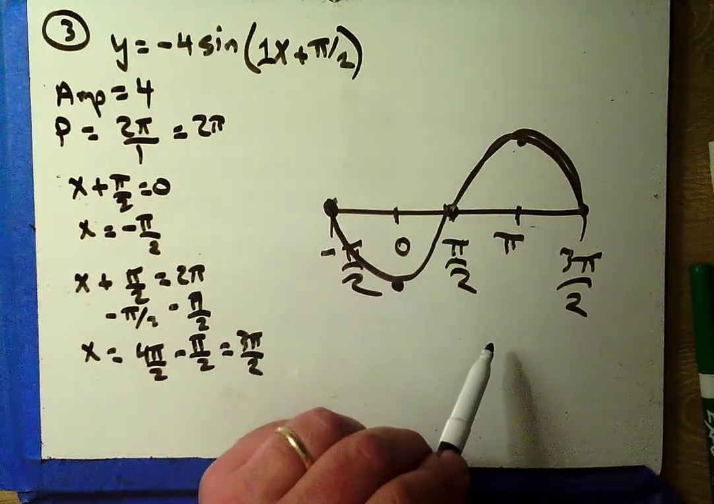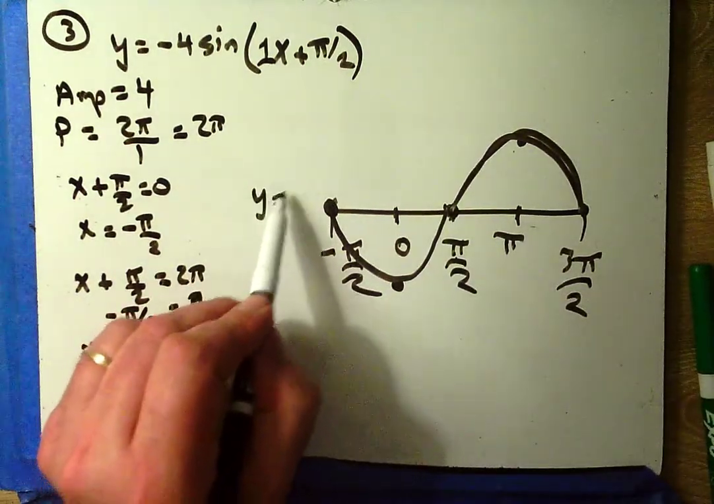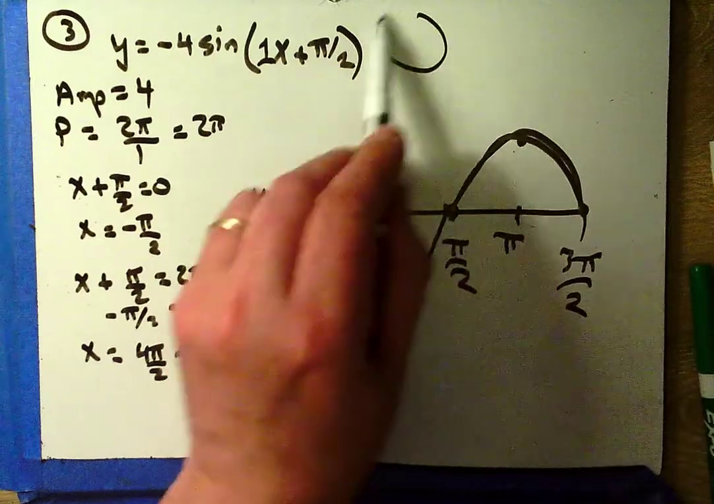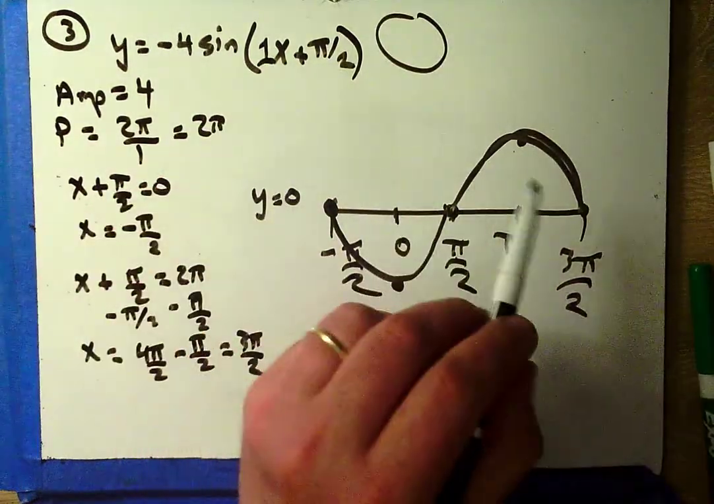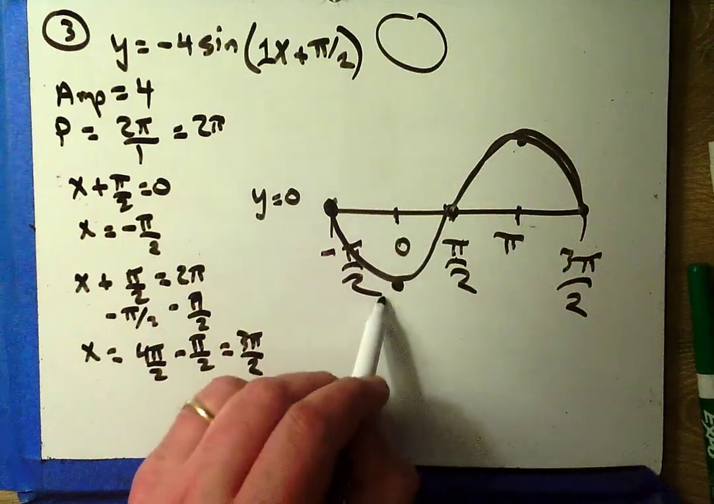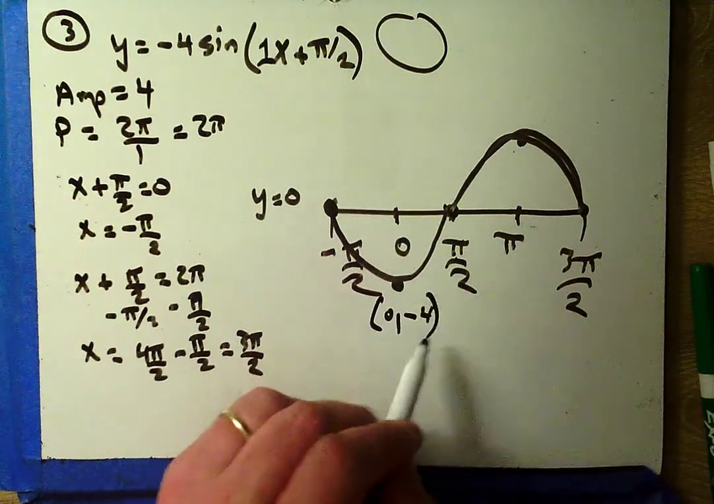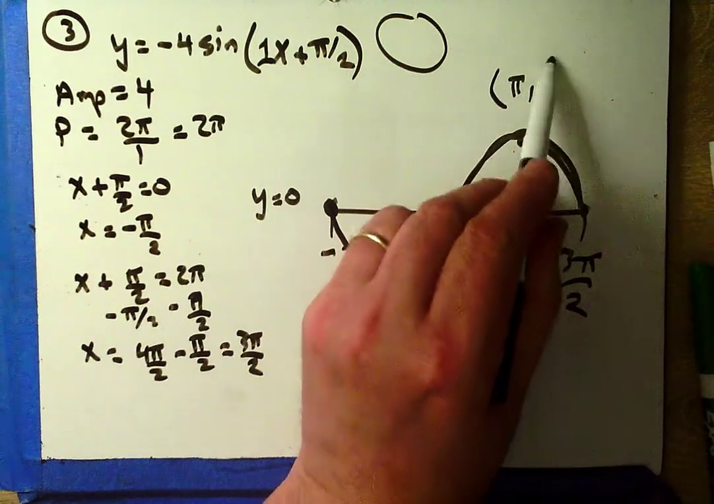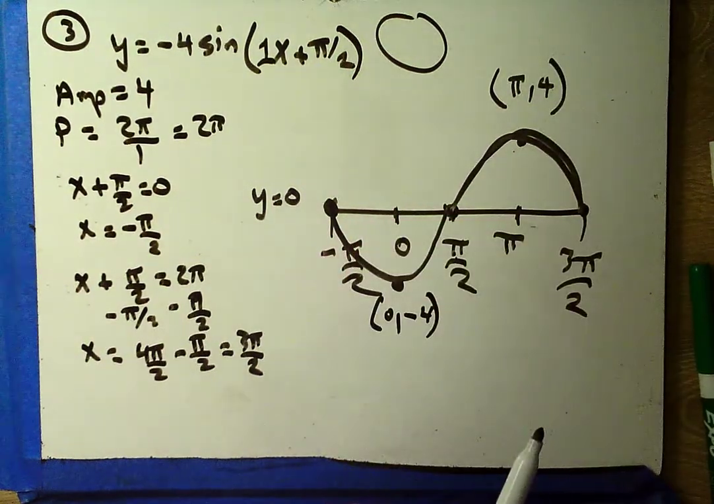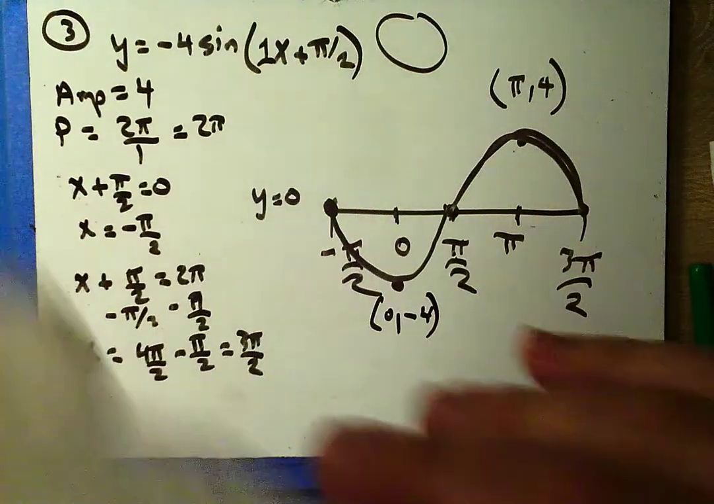Okay. And we know that this is y equals 0 because there's no d value to consider. So we just need to go up 4 and down 4. We're going to go down 4 and have 0, negative 4. We're going to go up 4 and have pi, positive 4. And there's our graph of one period for number 3.